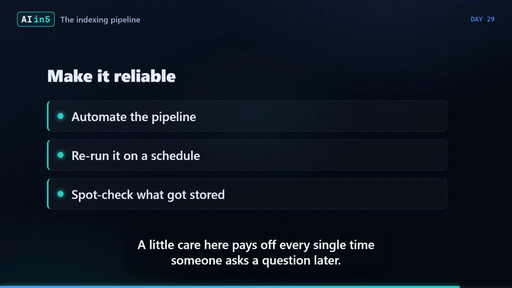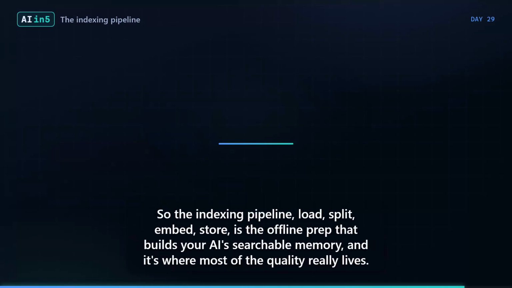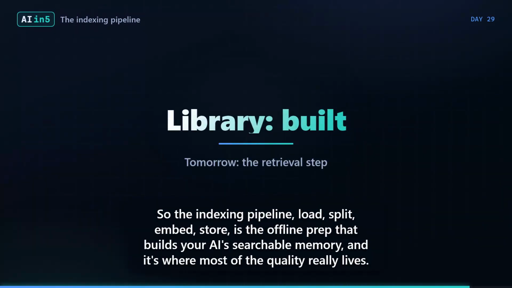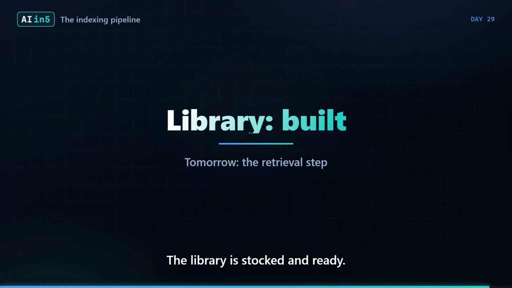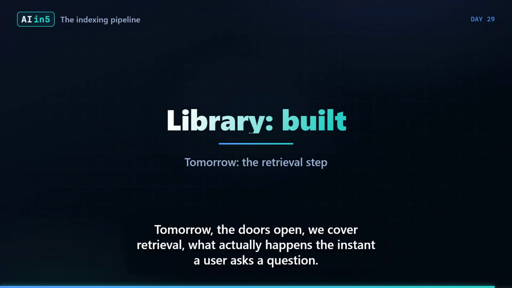So the indexing pipeline, load, split, embed, store, is the offline prep that builds your AI's searchable memory. And it's where most of the quality really lives. The library is stocked and ready. Tomorrow, the doors open. We cover retrieval, what actually happens the instant a user asks a question.